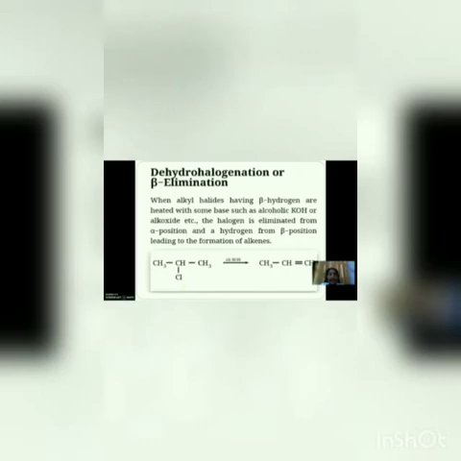When an alkyl halide having beta hydrogen is heated with some base. So for this reaction to occur, we have to provide some condition, that is we have to provide heat. And if you are giving alcoholic KOH to the reaction, or an alkoxide, the halogen is eliminated from the alpha position and hydrogen is eliminated from the beta position. It is leading to the formation of alkenes.